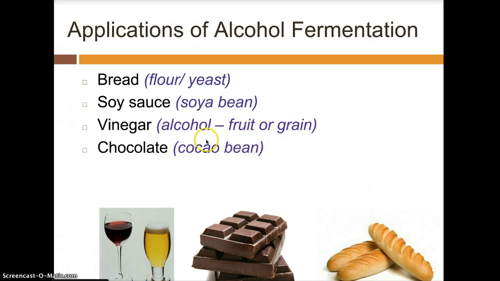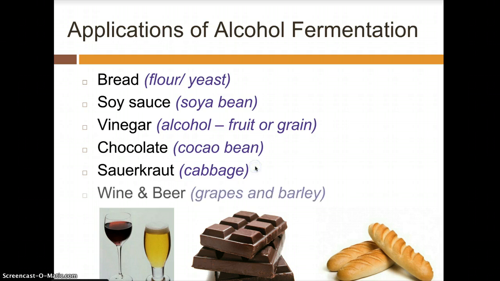Right, chocolate, this is my favorite one from alcohol fermentation. The cocoa bean is fermented in order to produce the chocolate. Sauerkraut, some of you could have some sauerkraut on, I don't know, I'm Ukrainian, so I have sauerkraut with Ukrainian dinners. All right, so you might have tasted sauerkraut, as well as wine and beer from grapes and barley. So we ferment the grapes, we ferment the barley, and we produce these products.